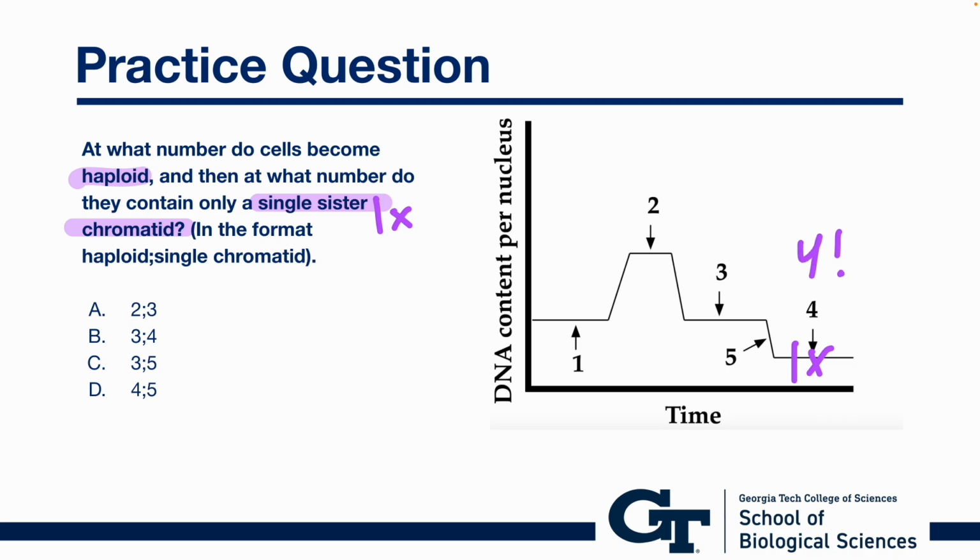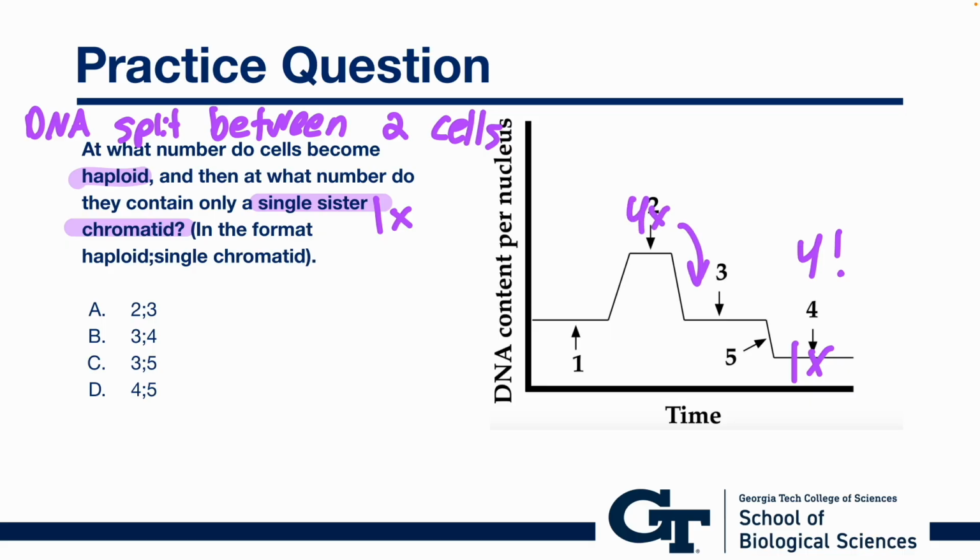And then when do cells become haploid? Well, if you recall what's happening, that's basically saying that we have the DNA split between 2 cells. So we have a 4x and we go to a 2x. And at what point does that happen? That happens right here where we go from our 4x in the S phase down to 2x in our 2 daughter cells, and that's going to happen at 3. So the correct answer is stage 3 and stage 4.